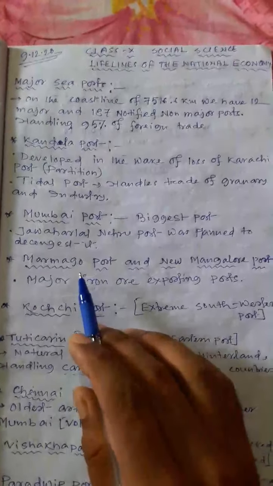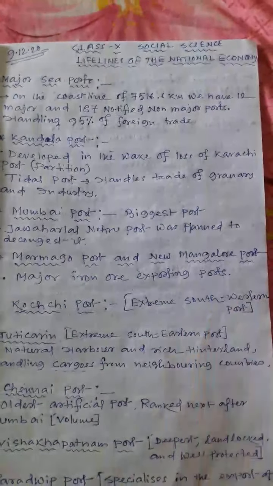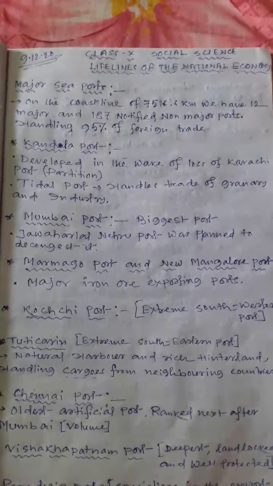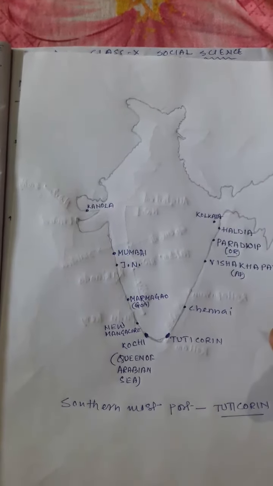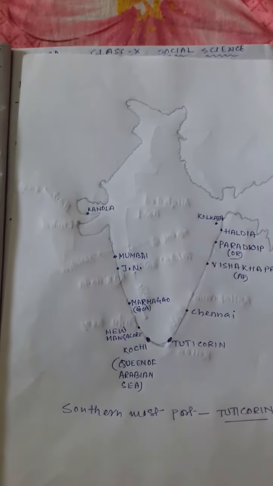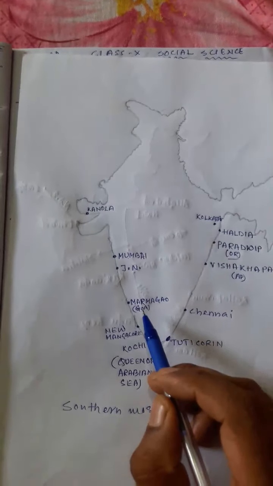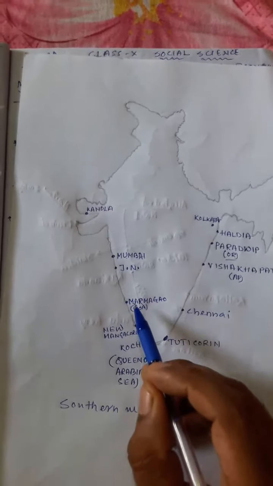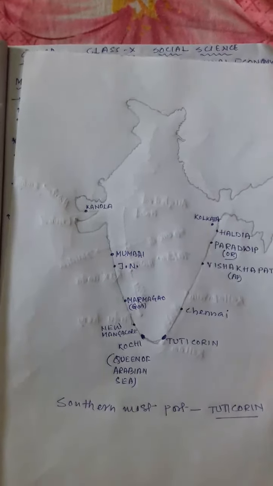The next ones are Marmagao Port and New Mangalore Port. These are major iron ore exporting ports in our country. We have different iron ore industries in our country. In Jharkhand, we know that we get red and yellow soil, so it is quite natural that there will be many iron industries to ship iron ores from one country to another. These two ports are normally used. Marmagao is in Goa, and New Mangalore is in Karnataka. So these are two important ports.